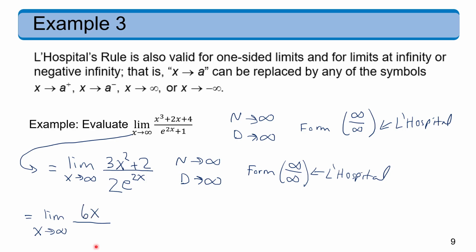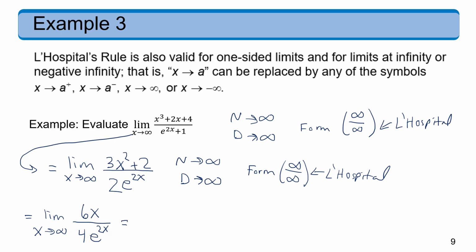In the denominator, we take the derivative of this, so we carry along the 2, and then the derivative of e to the 2x is e to the 2x times 2. So when we multiply by 2, this becomes 4. So 4e to the 2x. And then if you wanted, you could simplify the 6 over 4. I don't think it's really going to make a difference.